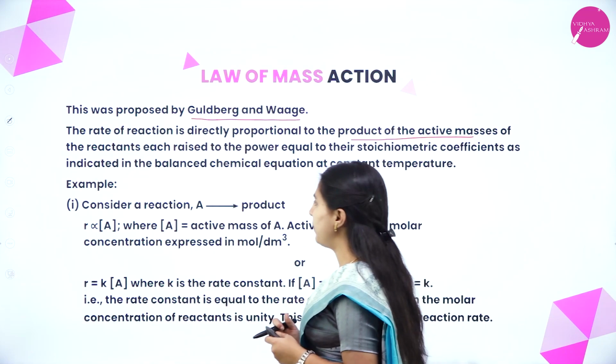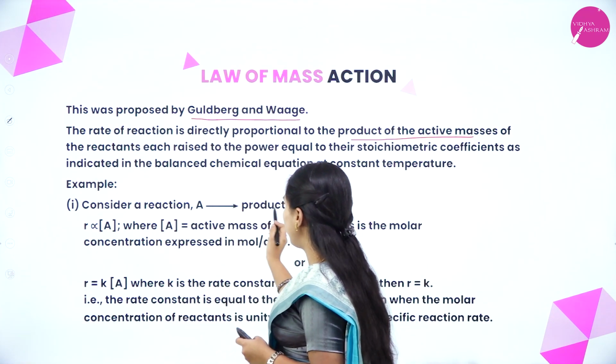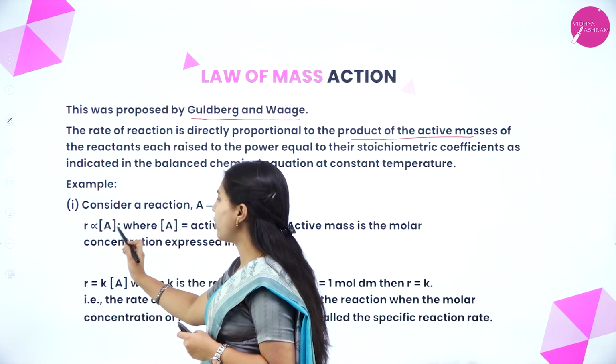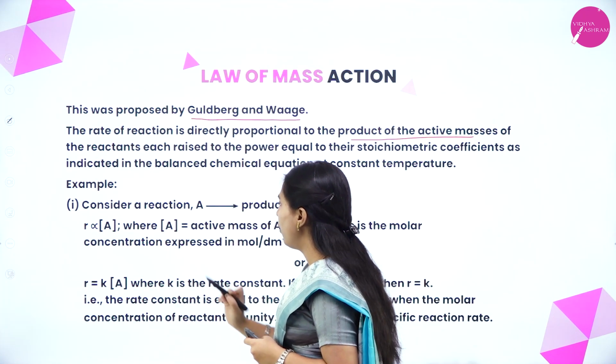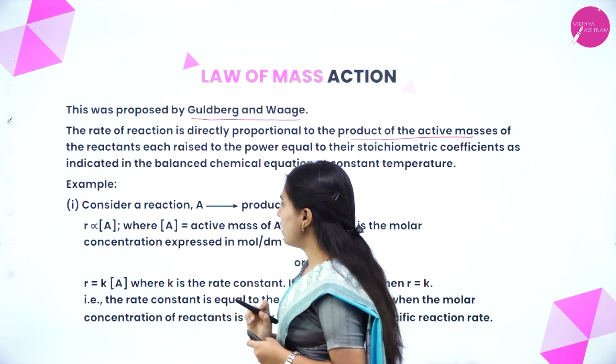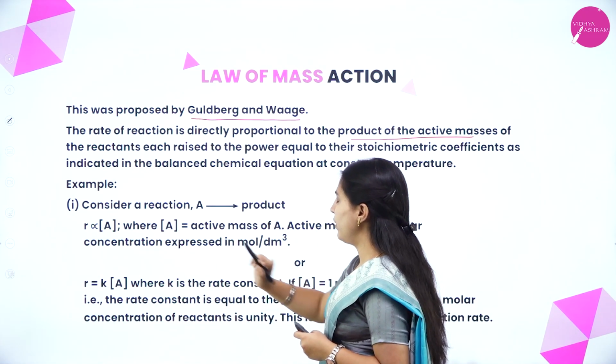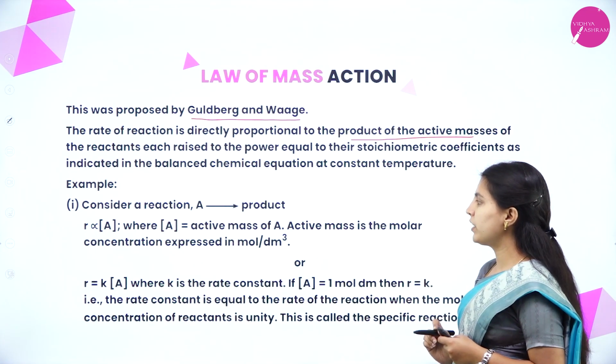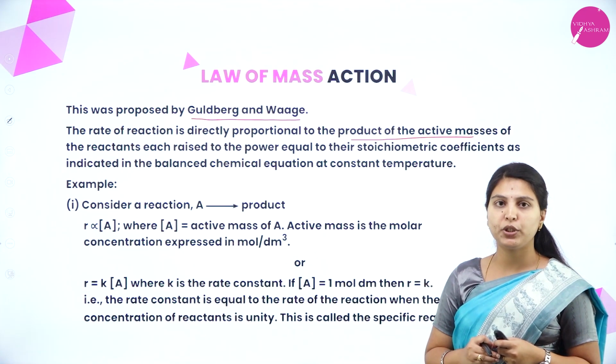We will see one example. Consider a reaction A going to give product. Here, rate of reaction is directly proportional to the concentration of reactant, where this concentration of A will be equal to active mass of A. Active mass is the molar concentration expressed in mole per dm cube.